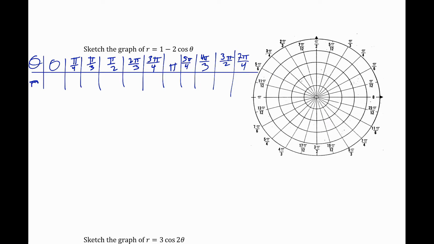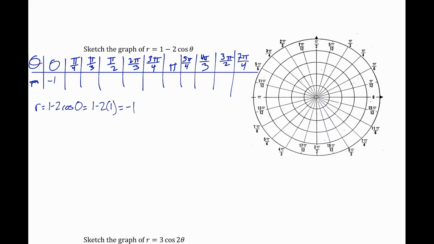Let's try this. Okay, so first one, we've got r equals 1 minus 2 times the cosine of theta, now of 0. That equals 1 minus 2 times the cosine of 0. You can type that into your calculator, you can look at the unit circle, but the cosine of 0 is 1. So it ends up being 1 minus 2 times 1, or 1 minus 2, which is negative 1.